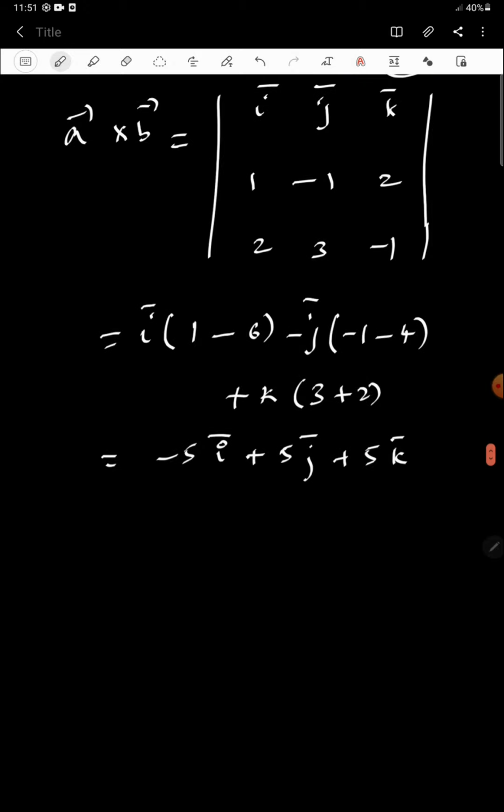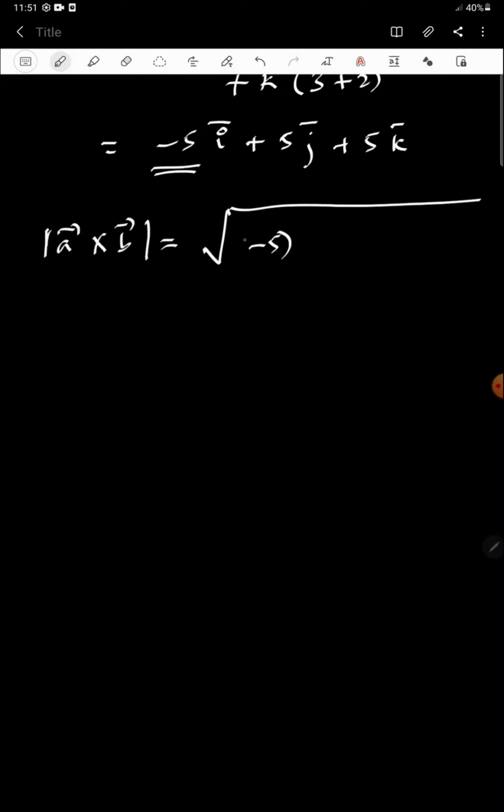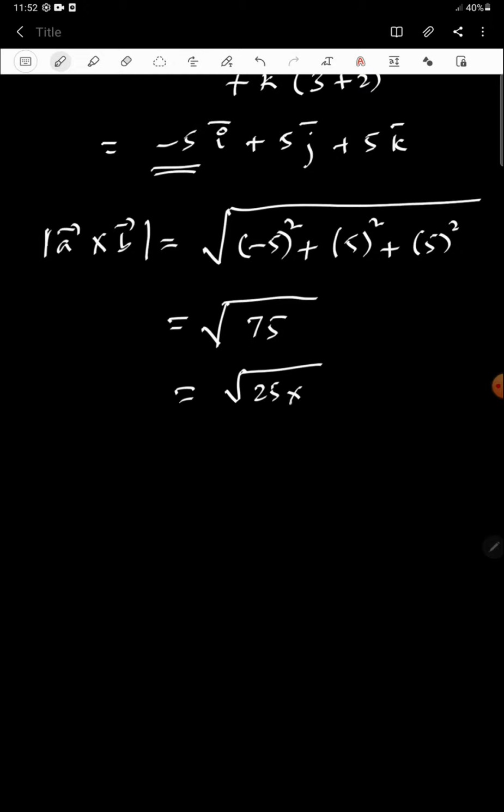This is the vector A cross B, and now the length of vector A cross B. A cross B is now ready with us. Let us find the length of this one. That is nothing but the square root of the coefficients, you have to take each one and square it. Coefficient of k whole square, so it is under root of 75. That is nothing but square root of 25 into 3, that is 5 root 3.